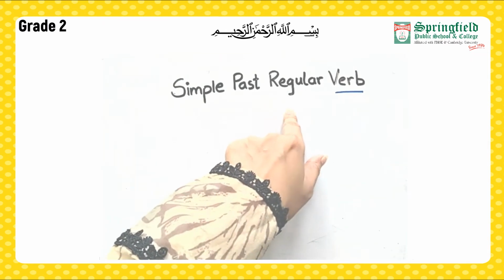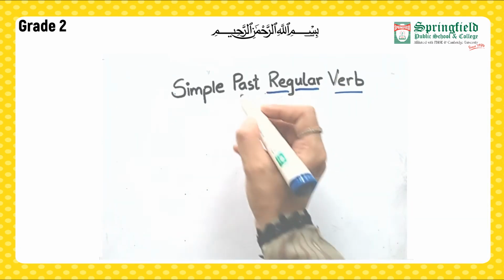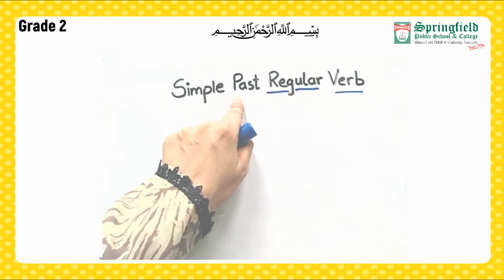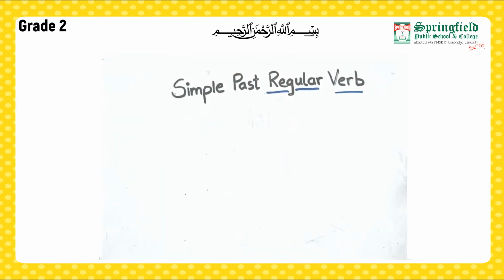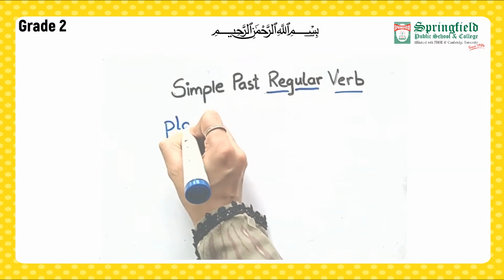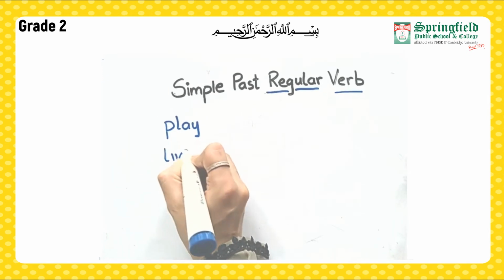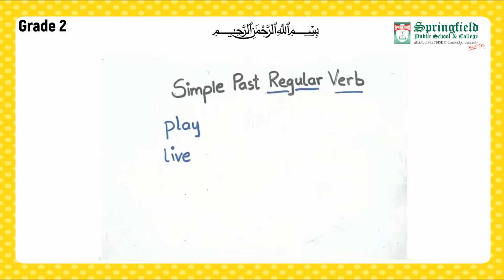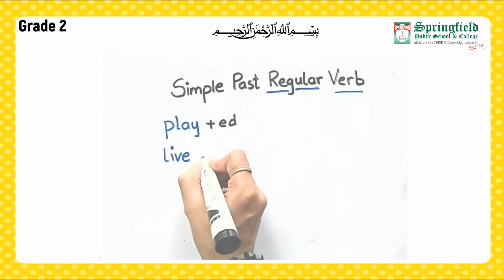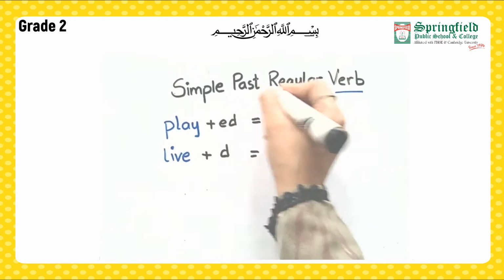We are going to talk about regular verbs. What kind of verbs? Regular verbs and in past form. So we are going to focus on the past form of the verb. When we write a present form of a verb, for example, play or live, we have to add ed or d in order to make it into past form.